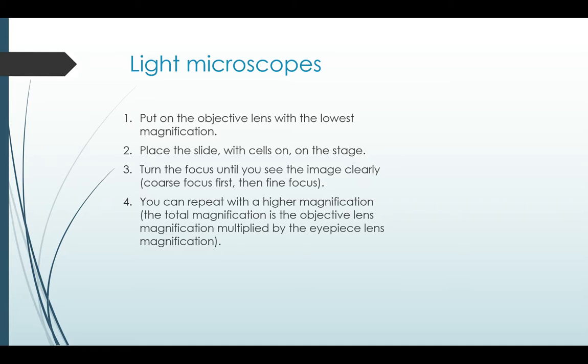And then you turn the focus until you can see the image clearly, and you use the coarse focus first, which is basically the focus which allows you to get the image visible. Then the fine focus is the focus that allows you to get it in focus. And then if you wish to see it with a higher magnification, you just repeat it but change the magnification on the objective lens. And so the total magnification is just all the magnification multiplied together.